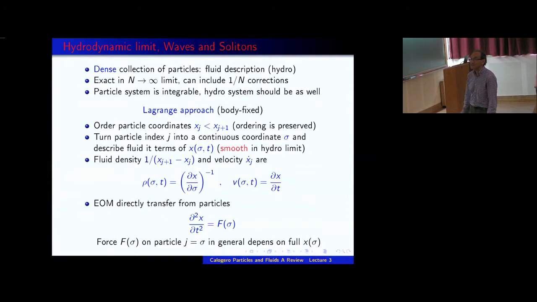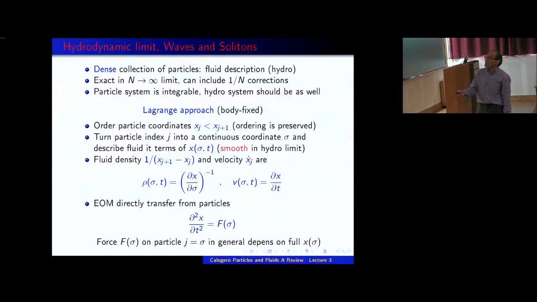The assumption being that if the particles are many, the change from particle J to J plus 1 is very small, so that J, perhaps rescaled over n, becomes a continuous variable that parameterizes positions and velocities, etc. So the position of the particle would become a function of time, of course, but also this sigma that plays the role of J, and it should be a smooth function of sigma in the hydrodynamic limit. The fluid density, of course, is the inverse of the distance between two nearby particles, and all that in the continuous language is expressed in this way.